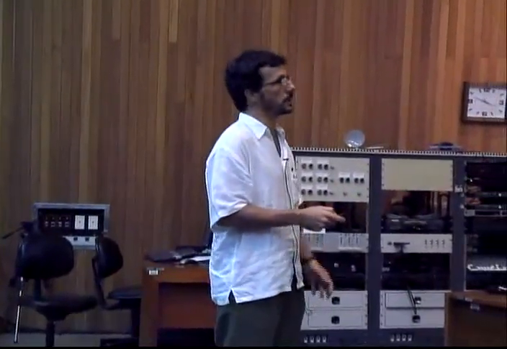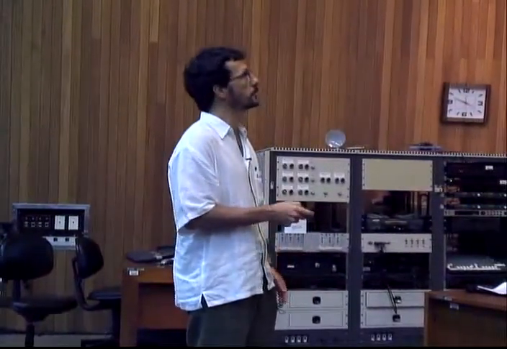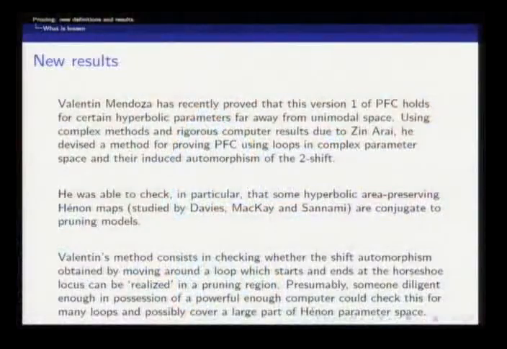And his observation is that he could prove it was true for these parameters of Davis, MacKay, and Tsunami, and for some other sets of parameters. But presumably, if somebody had enough computer time to make these rigorous computer things run for long enough, you could check for lots and lots of parameters. But again, hyperbolic parameters. Okay. All right.